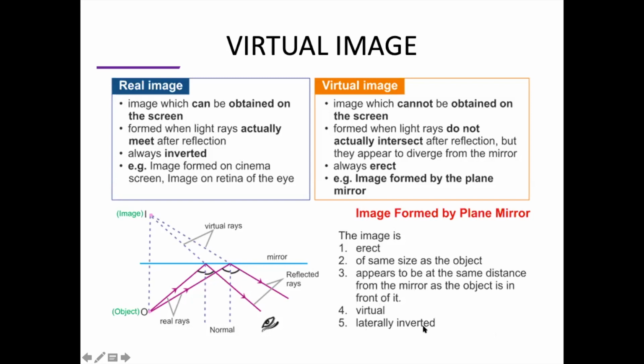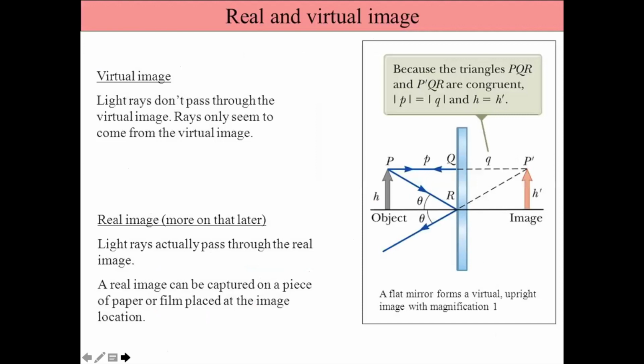Laterally inverted means, if you write the letters of the word ambulance and just keep it in front of the mirror, you will see the position of B and a few of the letters, how they are inverted. Even when you are standing in front of the mirror, wherever the direction of your left arm is, on that side the right arm appears. So real and virtual image.